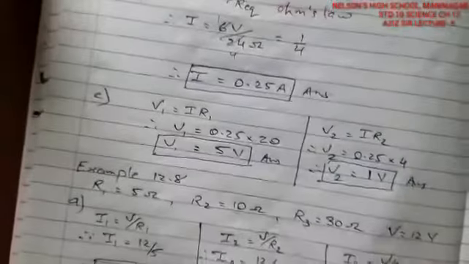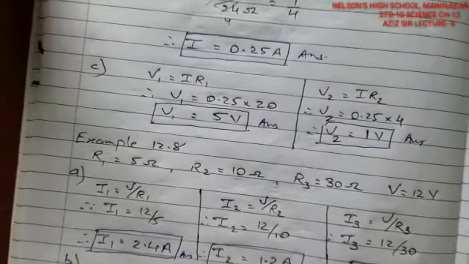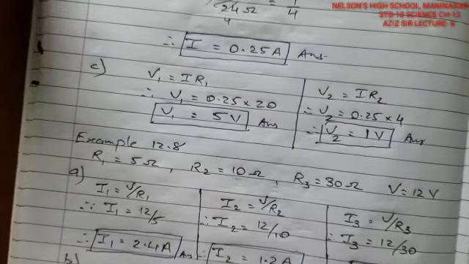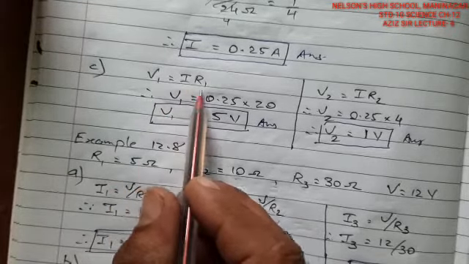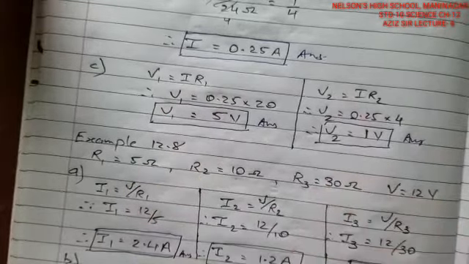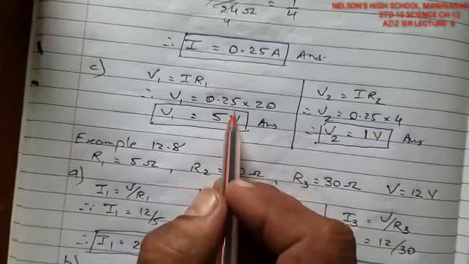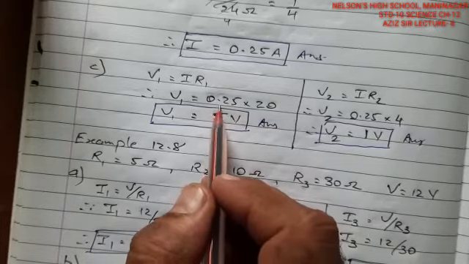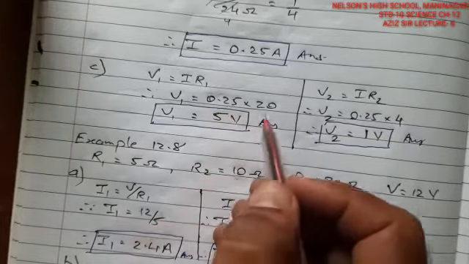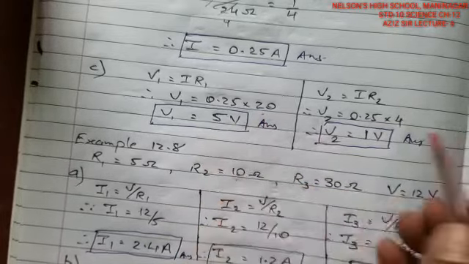Now the next is the C part of it. So what is the C part? It is the voltage across each resistance. So V1 is equal to I R1 and V2 is equal to I R2. So the voltage V1 will be, total current 0.25, because in series the current does not change. So I is equal to 0.25 and the resistance is 20. Multiplying, we get the value 5.